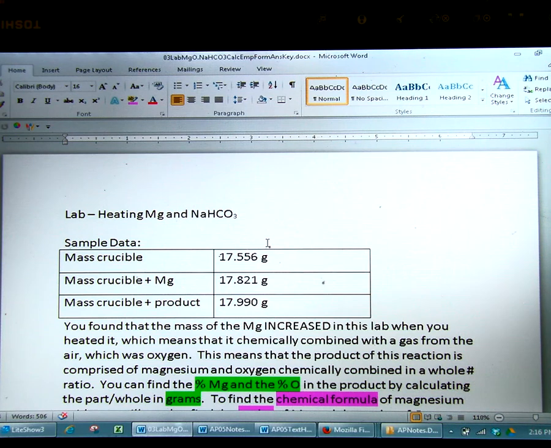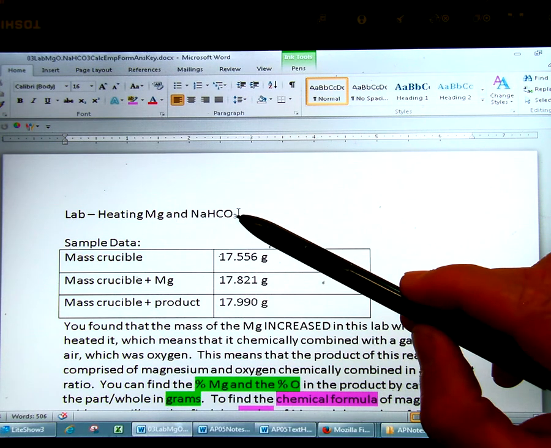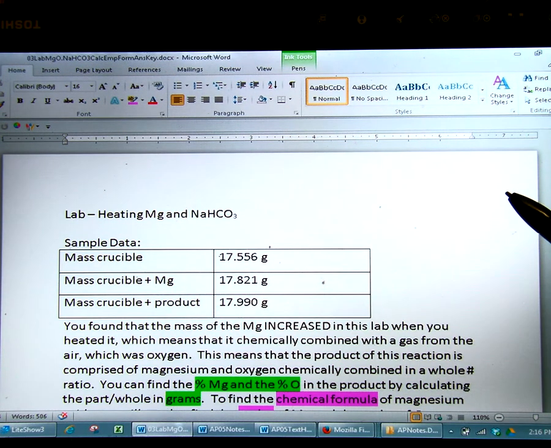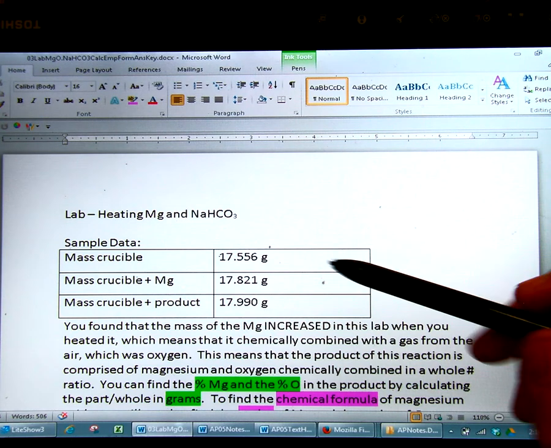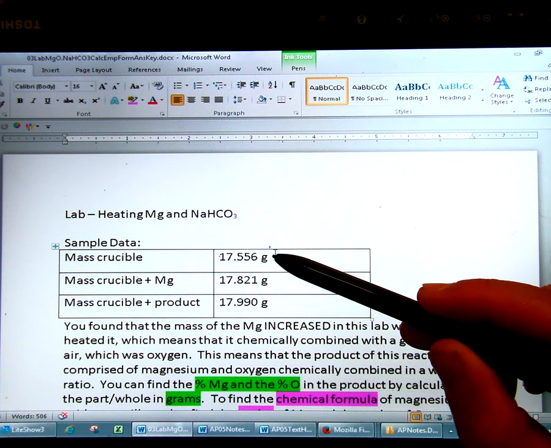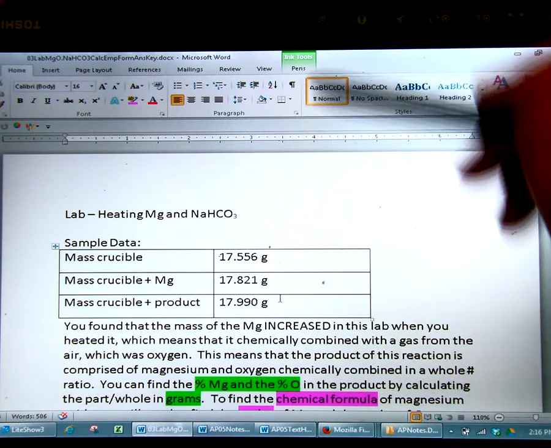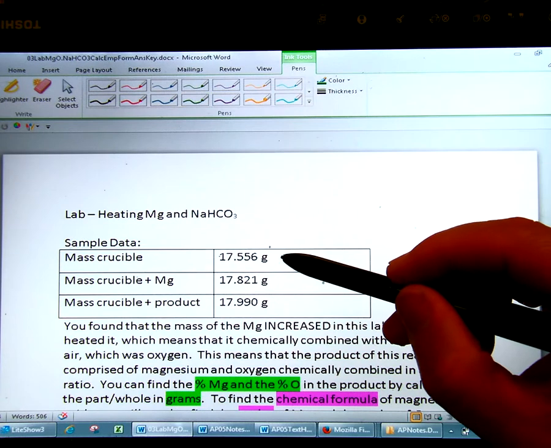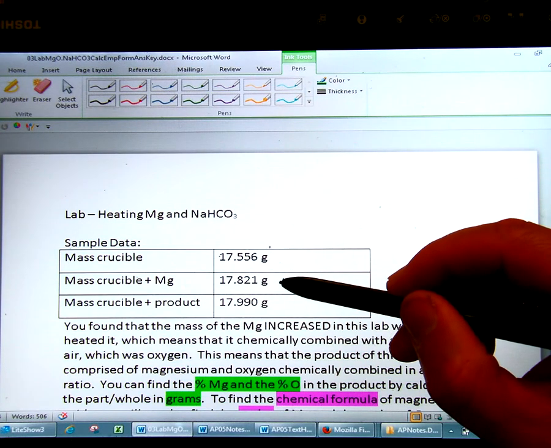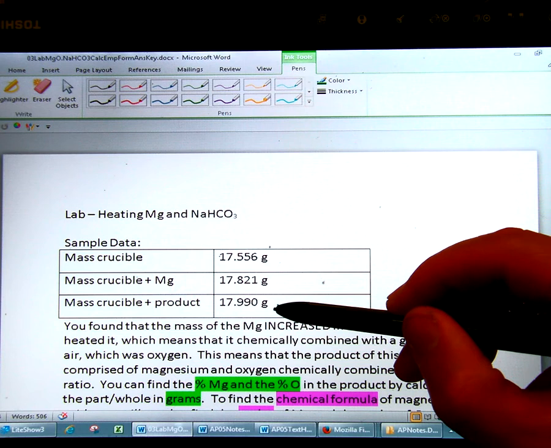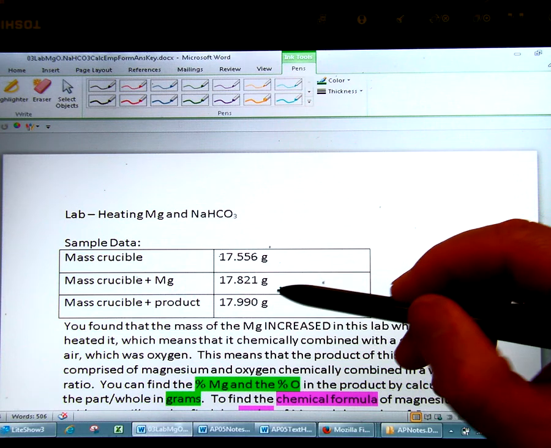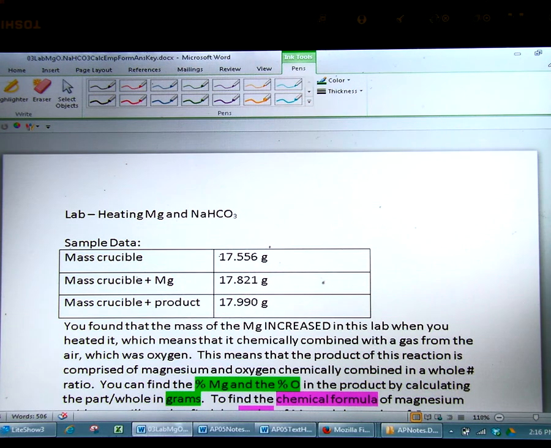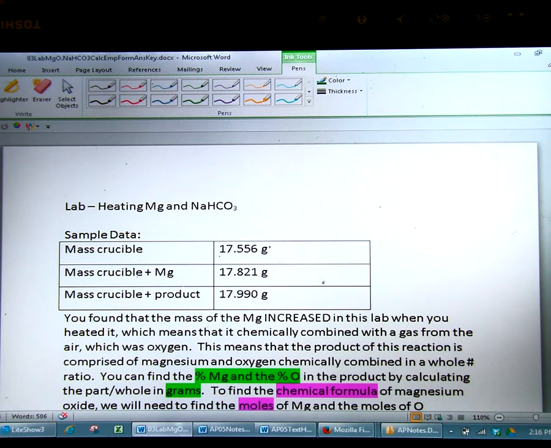Today we're going to discuss the calculations of the lab we did where we heated Mg and NaHCO3, which is baking soda, and observing the reaction change, the change in their masses as they reacted. What you should have found with your data is that the magnesium actually increased in mass when you heated it up. So you should have noticed that the grams of the crucible, of course, went up when you put in the magnesium, but then after you heated it, the mass at the end was actually larger than what you started with. So what we need to do is find out the grams of the magnesium as well as the grams of the product.